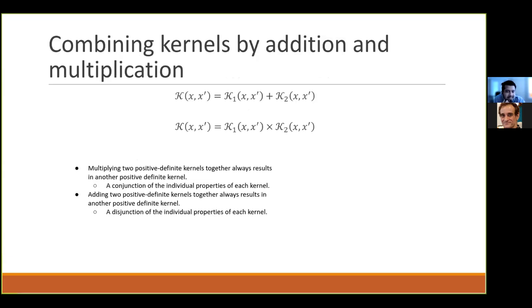And then we can combine kernels by addition and multiplication. Previously we saw combining with functions. Here we'll just use additions and multiplication, but there are different scenarios represented by each of these operators. We can multiply 2 positive definite kernels together if we want a conjunction of the individual properties of each of the kernels, and we can add if we want the disjunction of the individual properties. We can imagine this as set operations, like an intersection or a union.